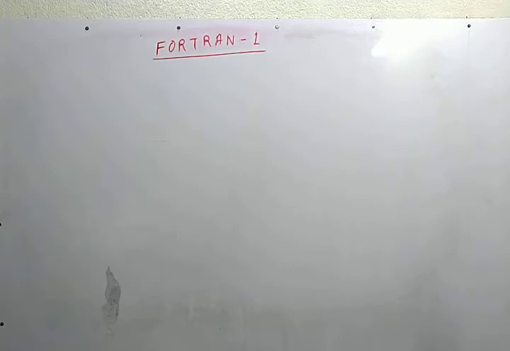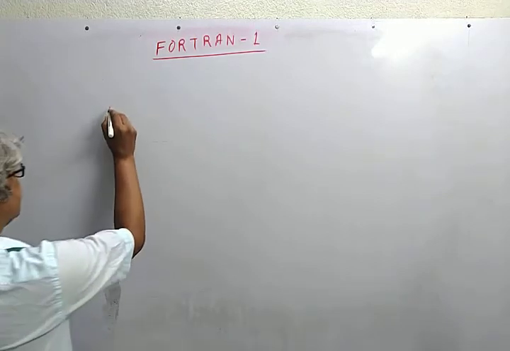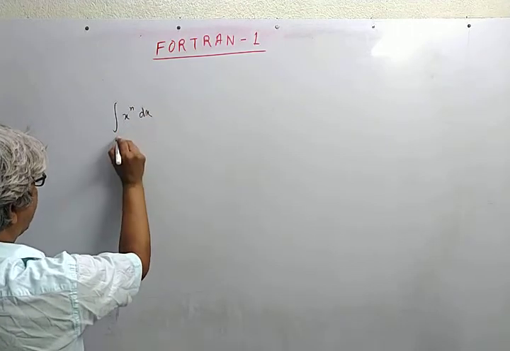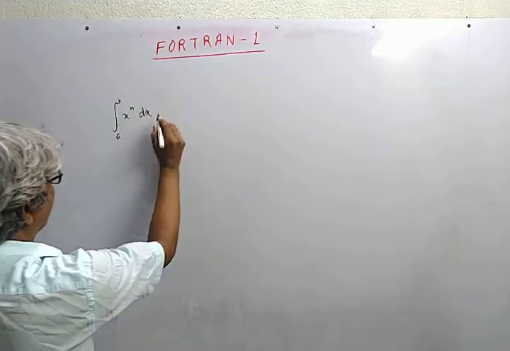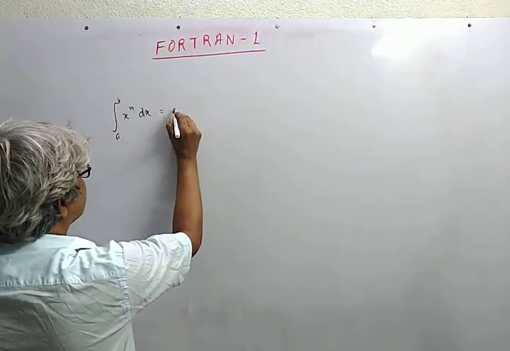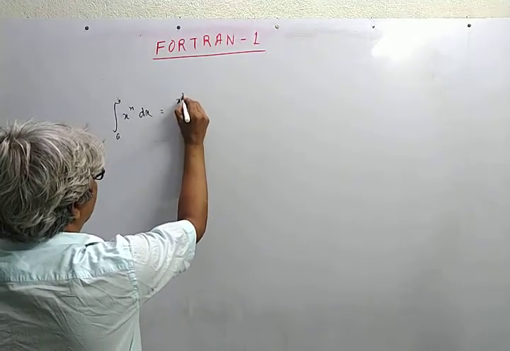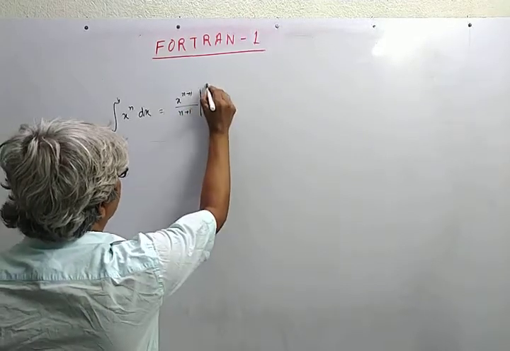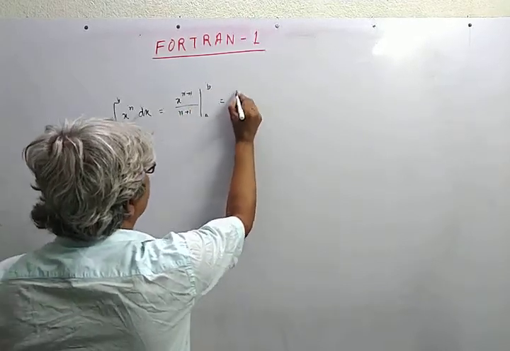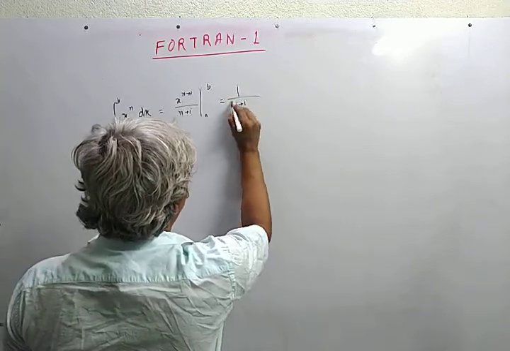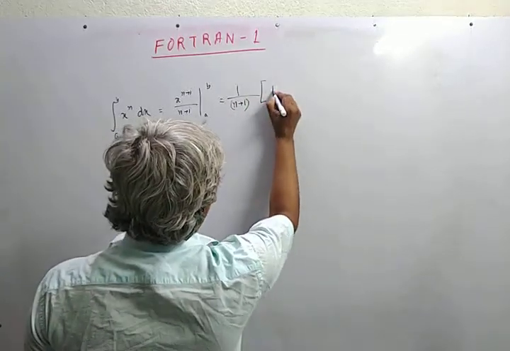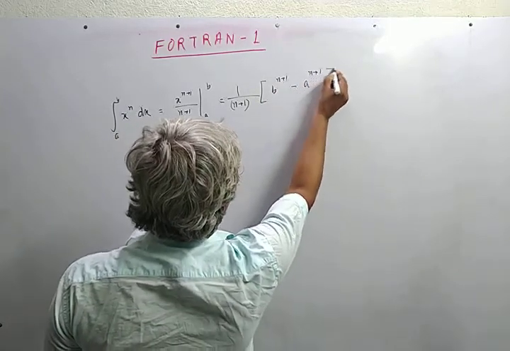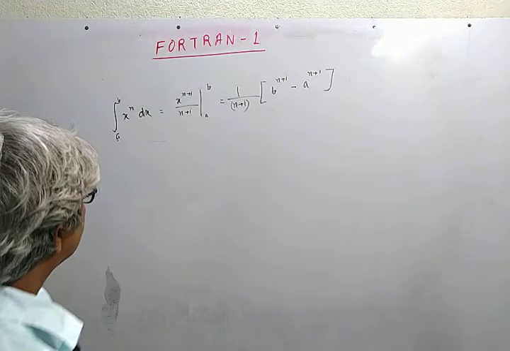numerical techniques. We know that if we have a function like this, x to the power n dx, if it is integrated from a to b, then the result is x to the power n plus 1 by n plus 1 evaluated with the limits a to b. So the result is b to the power n plus 1 minus a to the power n plus 1, divided by n plus 1. This is a known result.